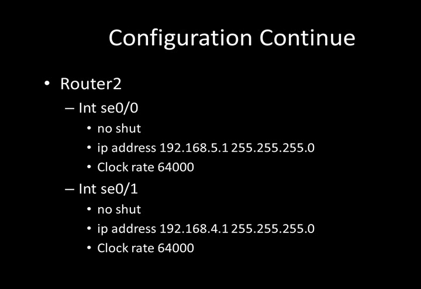And then for the second interface, we did serial port 0/1, and we did a no shut on that, and the IP address was 192.168.4.1, and the subnet was 255.255.255.0. The clock rate was also 64,000.